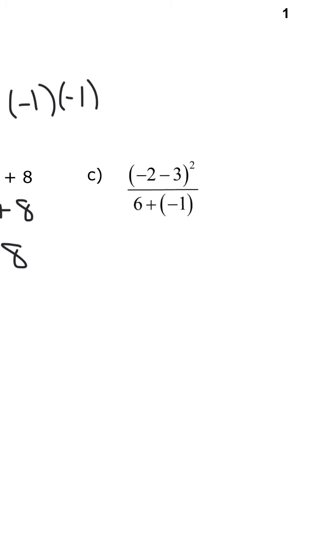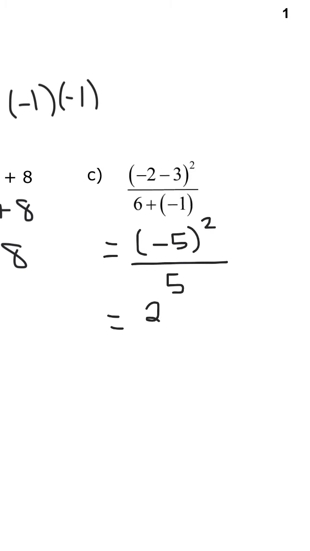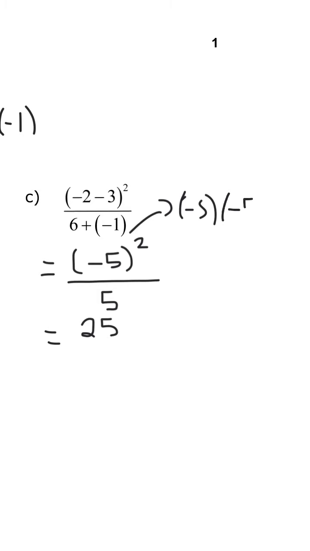Okay. So let's start with the top here. So you have to solve inside the brackets before you solve the exponent. So -2 subtract 3 becomes -5 to the exponent of 2, over 6 plus -1, which becomes just 5. So -5 to the exponent of 2 becomes a positive value because think of it like this. -5 times -5 would be a positive value because two negatives multiplied together becomes a positive.